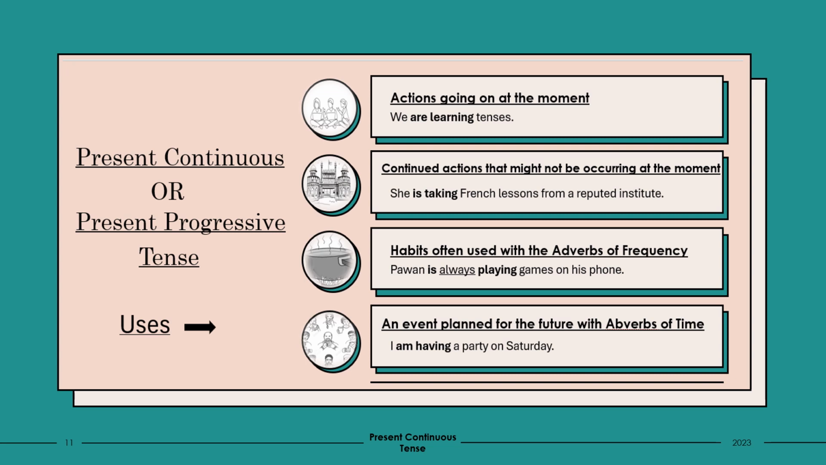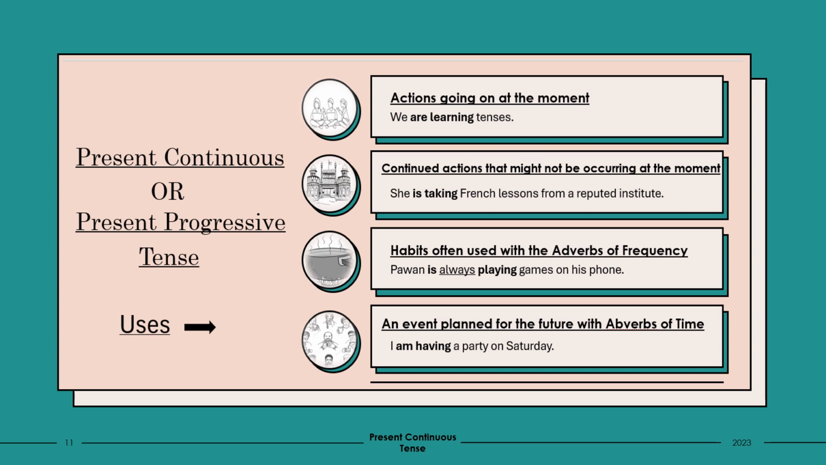ठीक है, तो वो कितनी बार करता है ये काम? दिन में एक बार खेलता है, दो बार खेलता है या हमेशा ही खेलता रहता है? So to indicate such habits, again we use present continuous tense. So here also we are using two verbs, is and playing.